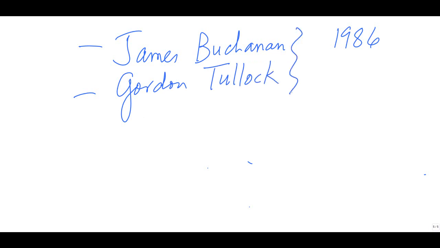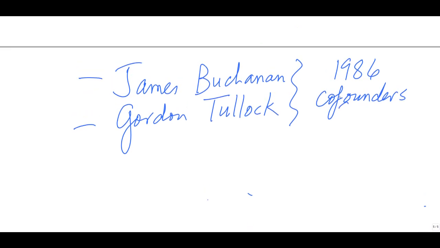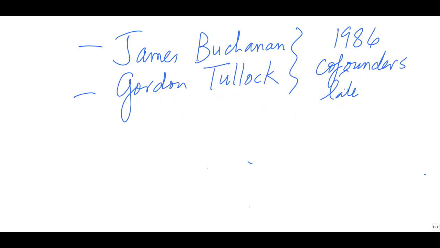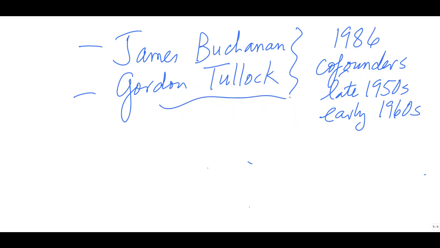And sometimes Buchanan and Tullock are referred to as the co-founders of public choice. They basically co-founded public choice in the late 1950s, early 1960s, when they were both teaching at the University of Virginia, UVA.